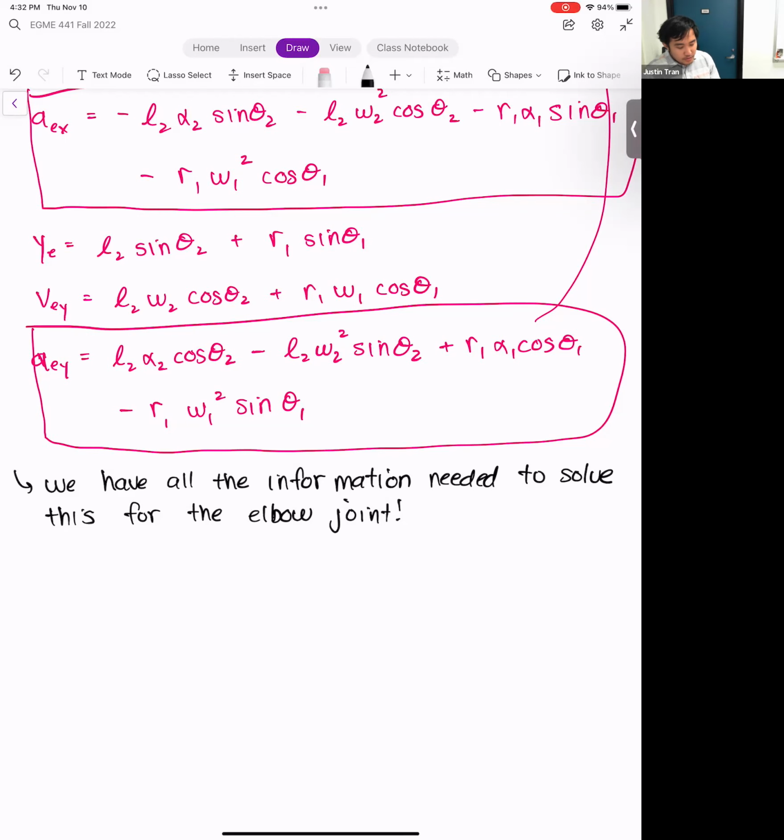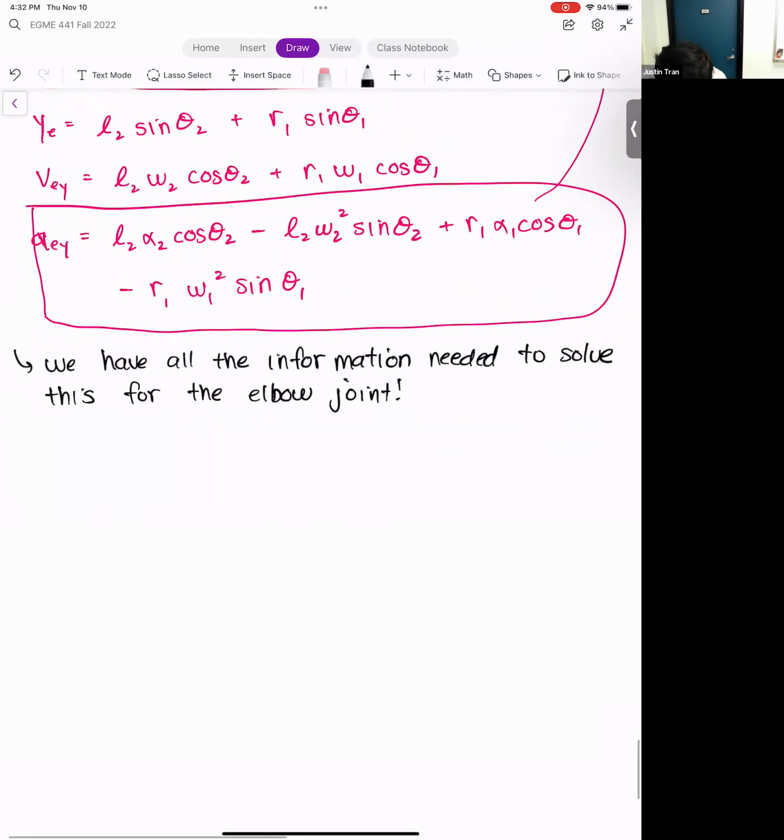Okay, any questions on this? All right, so very quickly, let's do the upper arm, because the upper arm is more of the same. It's just going to be a little bit simpler. Okay.